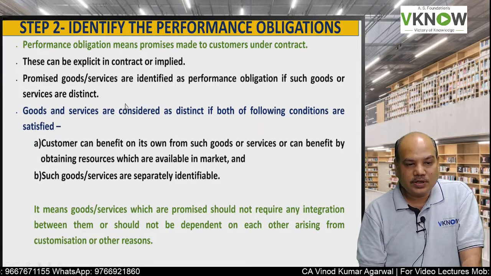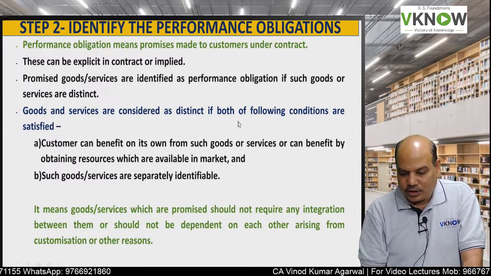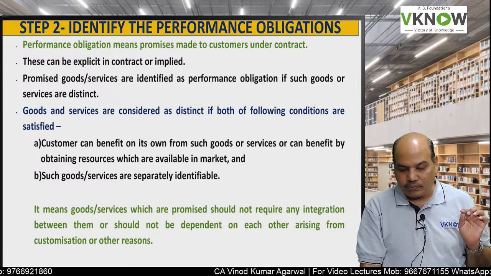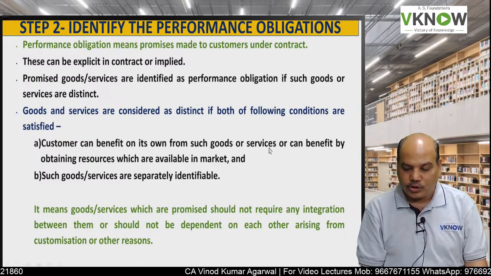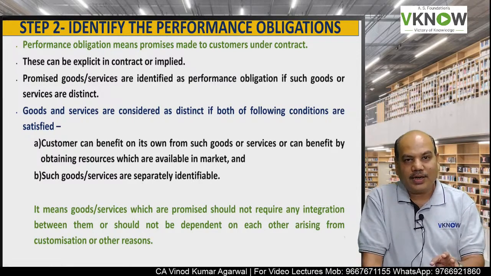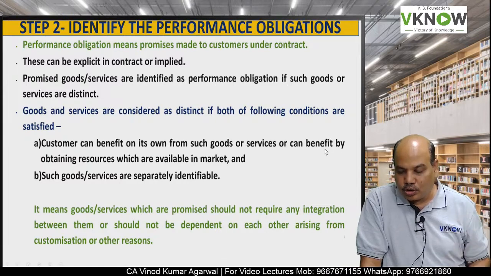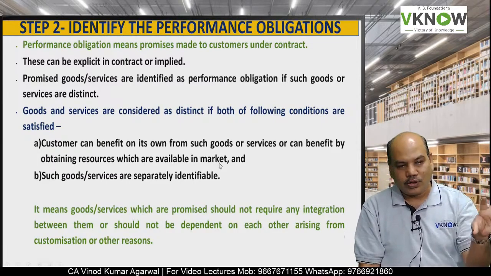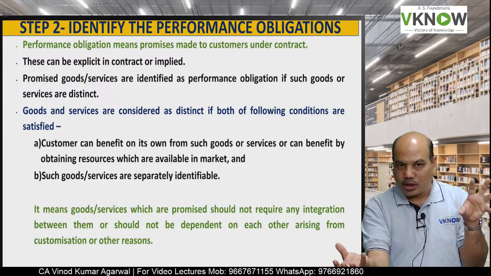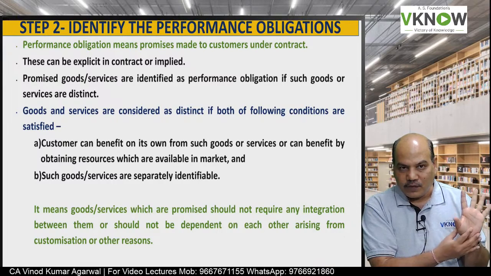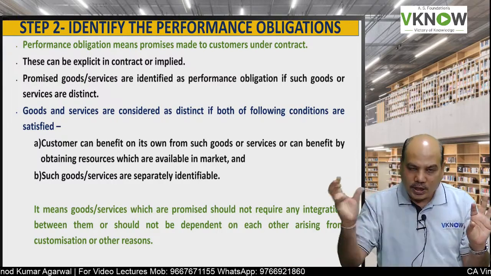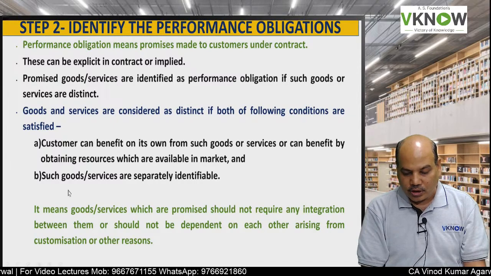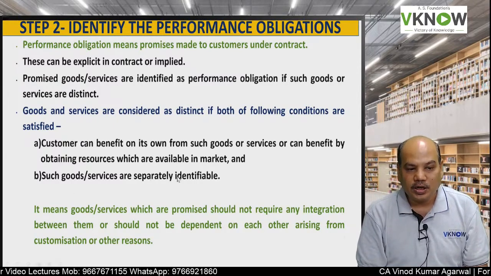When will you call goods and services distinct? Goods and services are distinct if both the following conditions are satisfied. Very important, for a theory question also, remember: customer can benefit on its own from such goods or service. That means the customer can independently benefit from such goods and services, or can benefit by obtaining resources which are available in the market. So if a computer is sold and a printer is also sold, there are two performance obligations, because the customer can benefit from the computer, and if he wants he can easily buy a printer from the market. So in this case we will call there are two performance obligations, and such goods and services are separately identifiable.